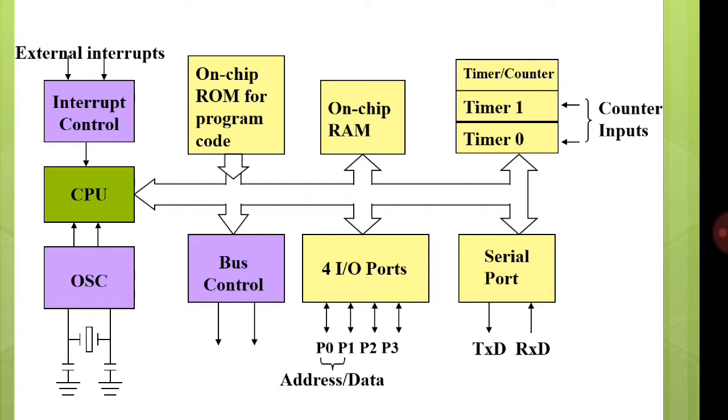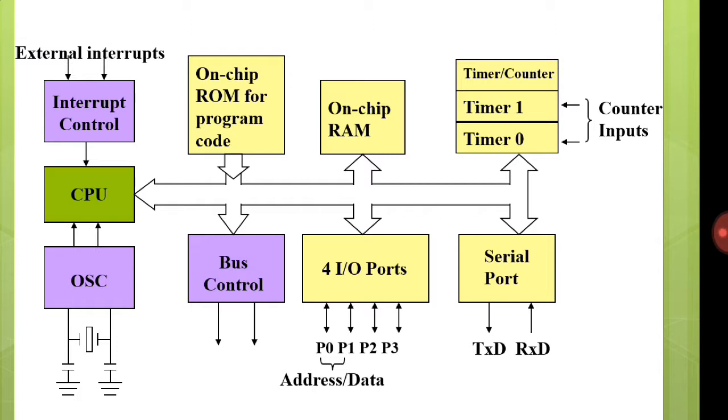So let us see what an input port is and what an output port is. Input port means it receives information from an external device. Output port means it transmits information to an external device. Whether a port is input or output is going to be programmed. That depends upon the programming.